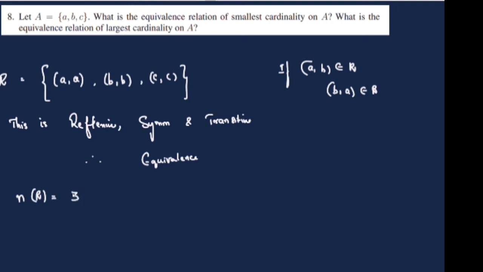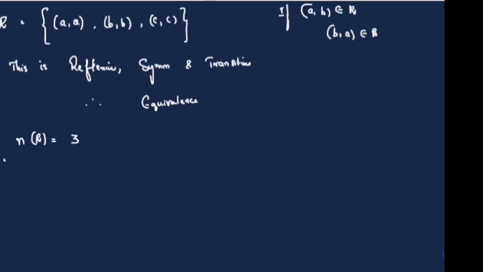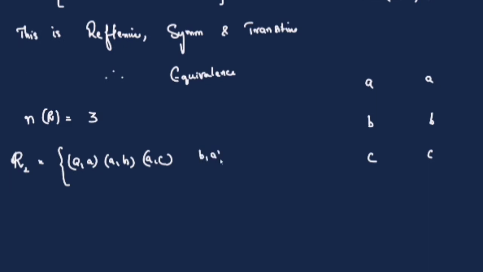Now, what is the equivalence relation of the largest cardinality? The largest cardinality is the universal relation. What is the universal relation? (a,a), then (a,b), (a,c), then (b,a), (b,b), (b,c), (c,a), (c,b), and (c,c). Anything else?